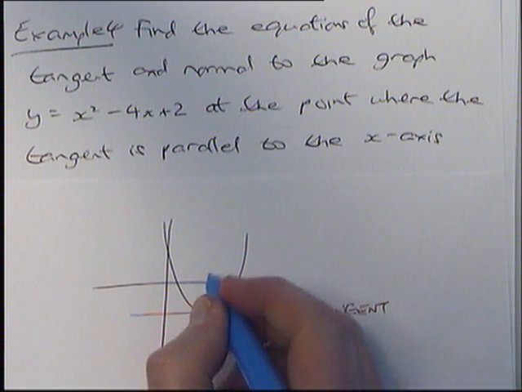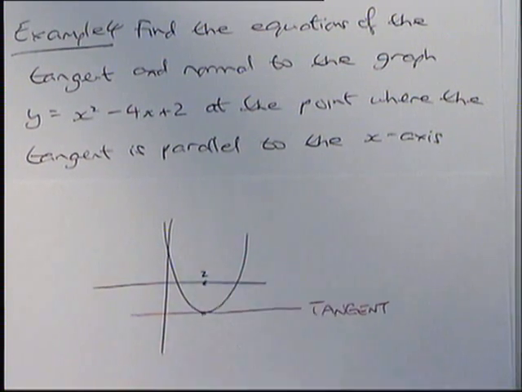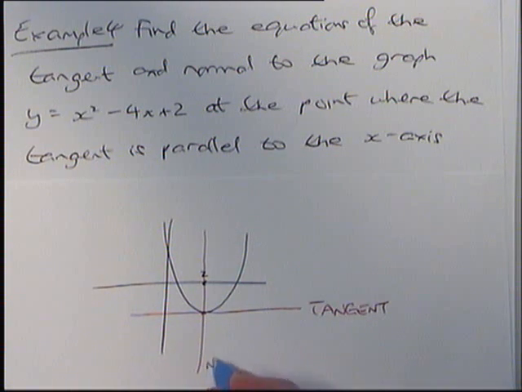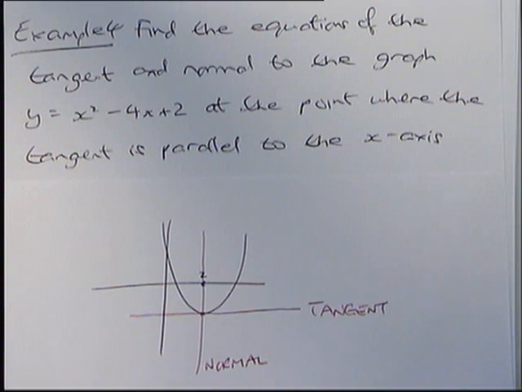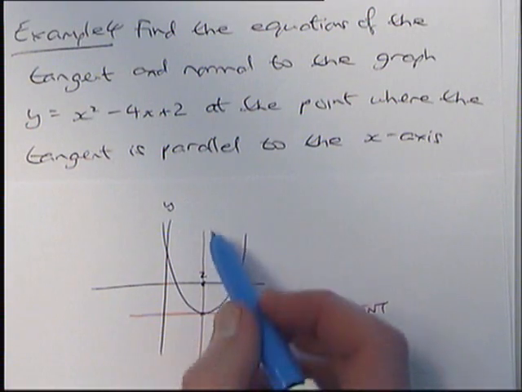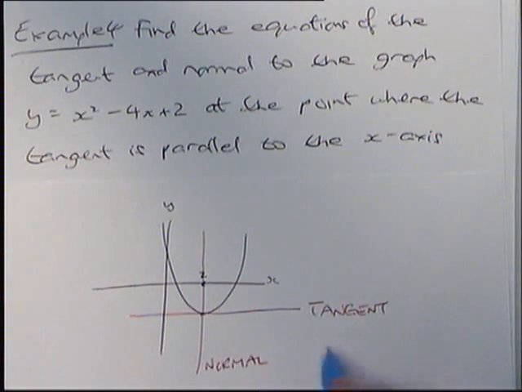Well, we've just worked out that this happens when x is equal to 2. We've also got to find the normal, and the normal will be a line like this. Well, we can just write down the equation of that normal straight away. It's a vertical line. It's parallel to the y-axis. It crosses the x-axis at 2. The equation of that normal is just x equals 2. It's a vertical line, so it's just x equals a number.